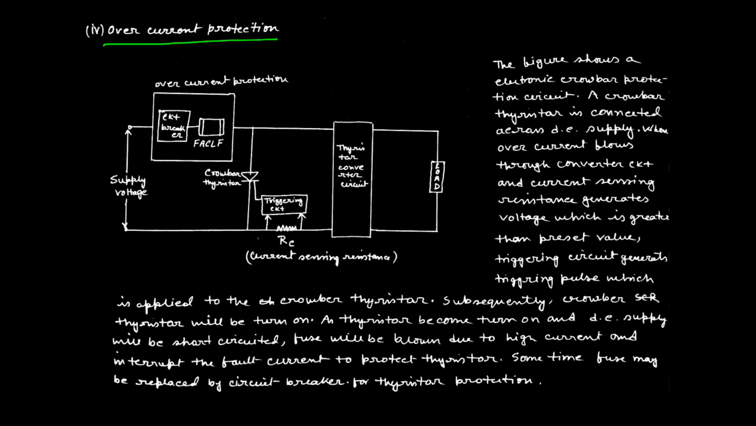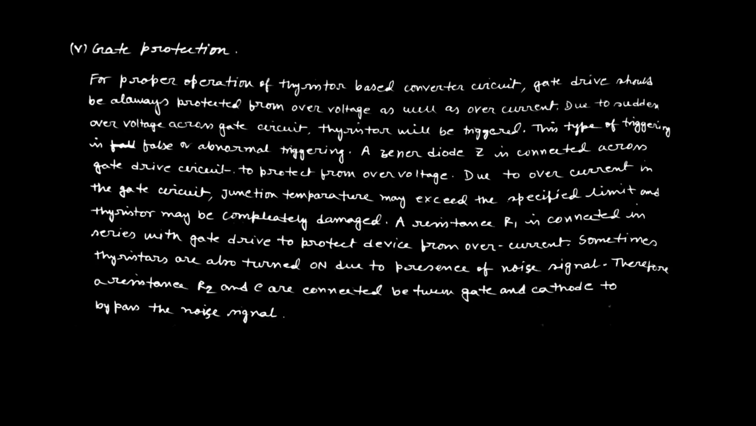Now, the last protective circuit is for the gate. In this case, during protection, the gate is connected actually like a diode. That means cathode to gate, that is junction J3, is there.